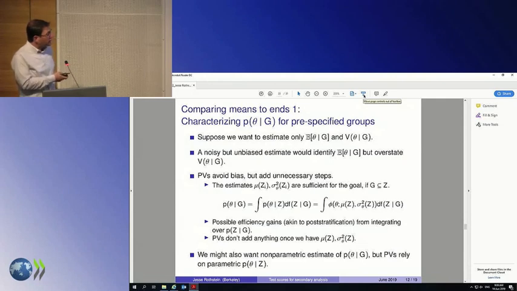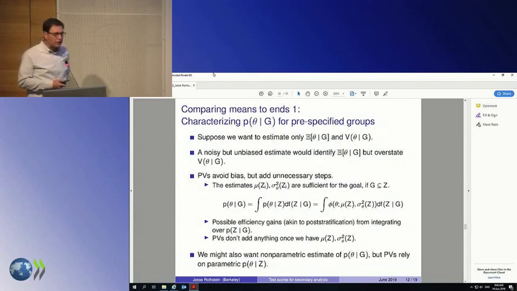Okay, I guess one other thing is we might not want to rely on this normal approximation that the true achievement is normally distributed around some z-specific mean and variance. But if we really want to be non-parametric, we're relying on a parametric model anyway. So we're not really getting away from that.